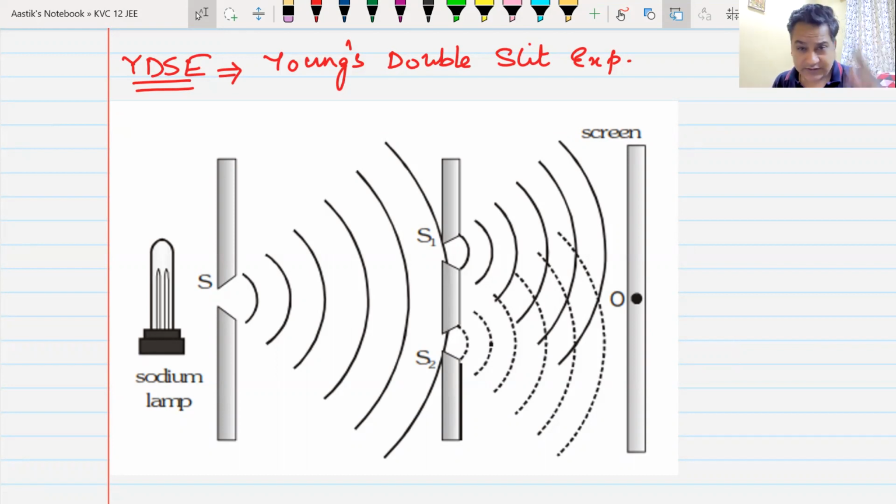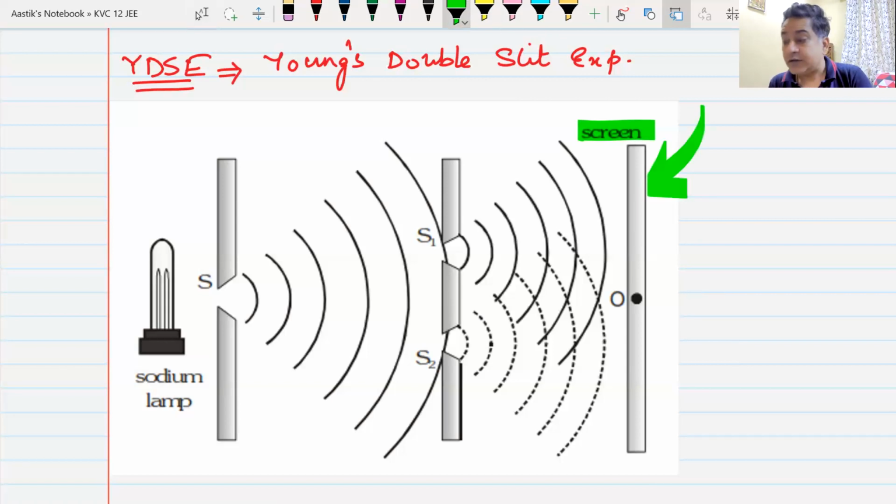So basically, for a Young's double slit experiment, our entire aim is to superpose two waves or two wavefronts coming from coherent sources, and we want to make them interfere at some point. Where are we going to make them interfere? We are going to make them interfere on this screen. Do you see this screen?